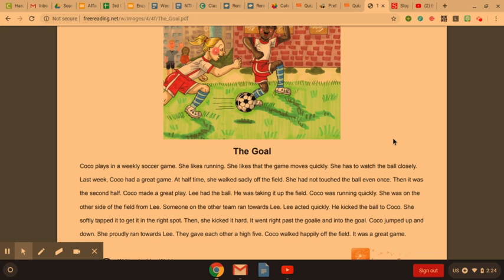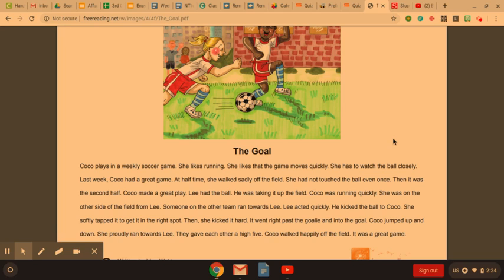Coco plays in a weekly soccer game. She likes running. She likes that the game moves quickly. She has to watch the ball closely. Last week, Coco had a great game. At halftime, she walked sadly off the field. She had not touched the ball even once. Then it was the second half.